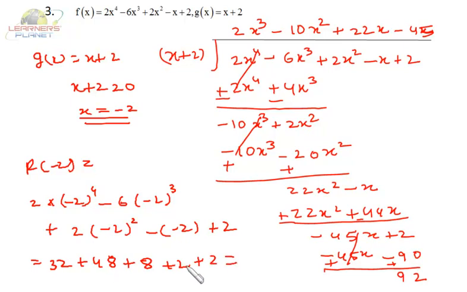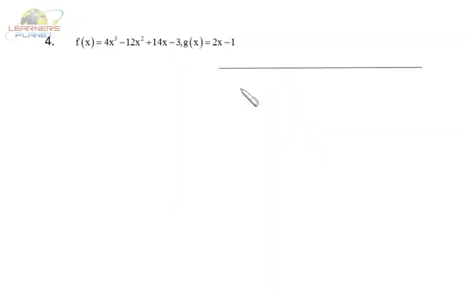So further I'll be getting 92 as remainder. Okay, so if I put x equal to minus 2 in this expression, I'm getting 92. And if I divide this expression by x plus 2, still I am getting 92. Okay, so we can establish the remainder theorem by this. Okay, let's do one more problem. Now in this question, we have to establish the remainder theorem. So first of all, we divide this expression by this expression and we are performing actual division over here.